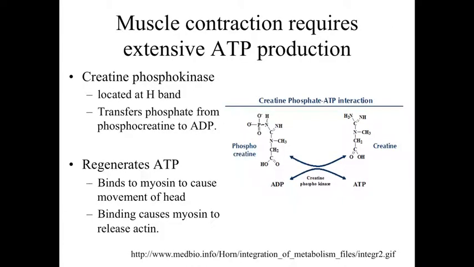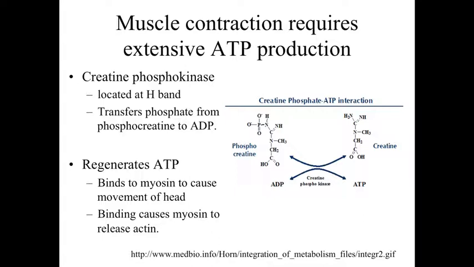Now it's important to keep in mind that muscle contraction is a very energetic process. It requires lots and lots of ATP production. And so we're going to be looking at creatine phosphokinase located within the regions of these sarcomeres, which is going to be involved with transferring the energetic phosphate molecule from phosphocreatine to ADP to continually regenerate ATP. And that ATP is going to be important for two things.